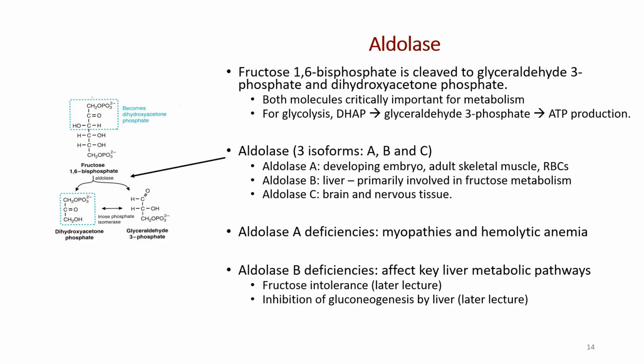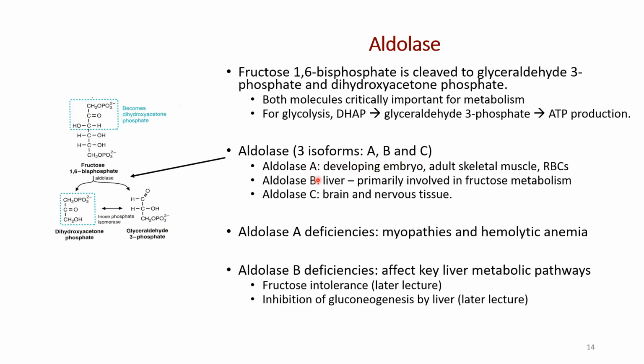Okay, so let's go back now after we have the fructose 1,6-bisphosphate, and that's the molecule that gets split by the enzyme aldolase. And aldolase makes those 2 3-carbon molecules. Now what's interesting is there are 3 isoforms for aldolase, and this is a little bit confusing, and it's going to be important later on for fructose metabolism and for gluconeogenesis. There are 3 different forms of aldolase, A, B, and C.